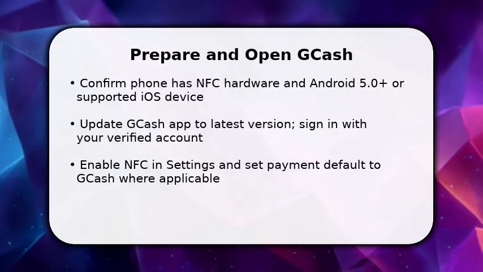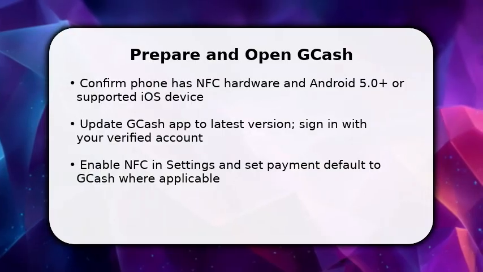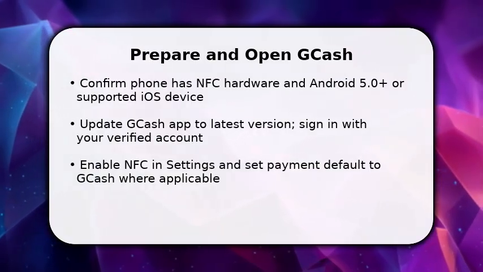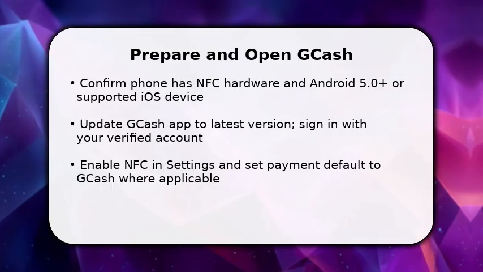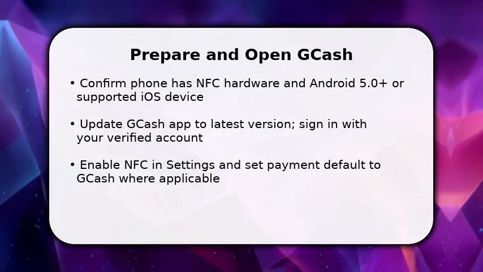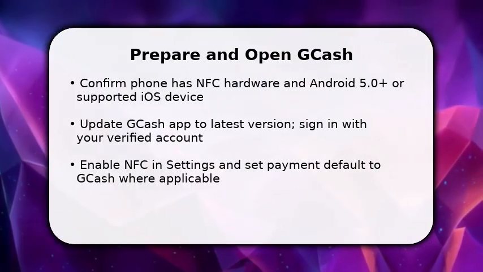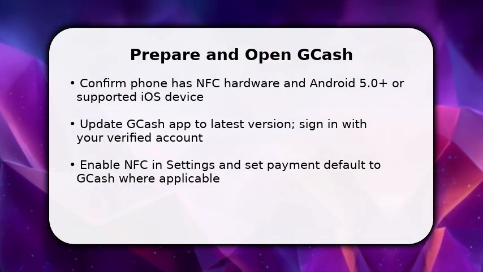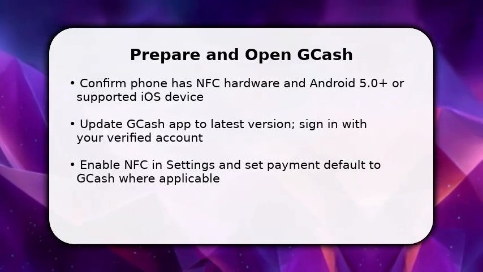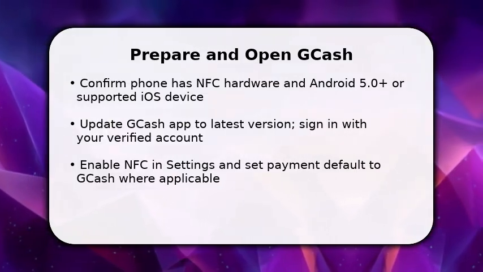You'll start by making your phone ready. Confirm it has NFC and that Gcash is updated and you're signed in. Once done, enable NFC in Settings, and if your device asks, set Gcash as the default tap payment app. Make sure your account is verified and has a linked payment source or wallet balance. This avoids declines at checkout.